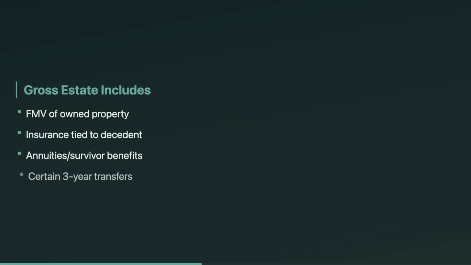Now, build the gross estate. Start with fair market value, not what the decedent paid. Include all property owned outright or partially at death, tangible and intangible. Add life insurance proceeds if payable to the estate, or if the decedent owned the policy and it's payable to heirs. Add certain annuities or survivor benefits, and watch the 3-year rule. Some transfers close to death get pulled back in.